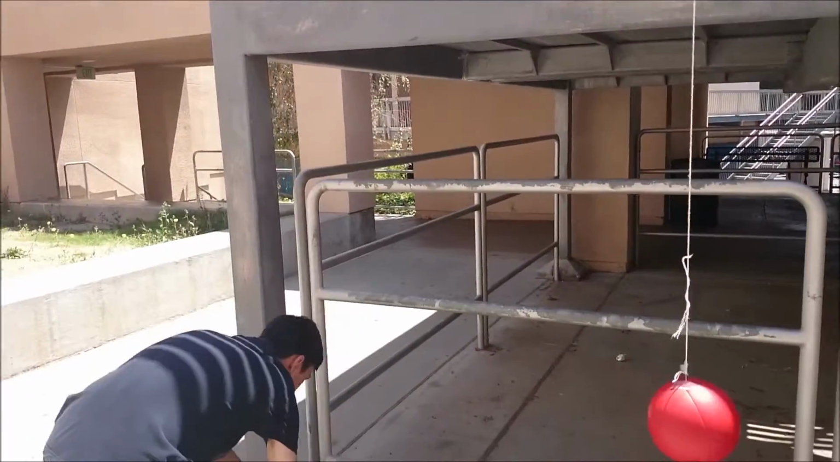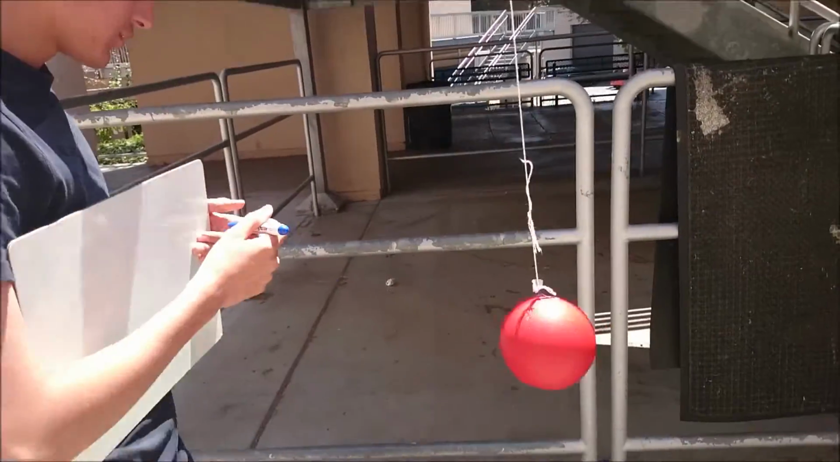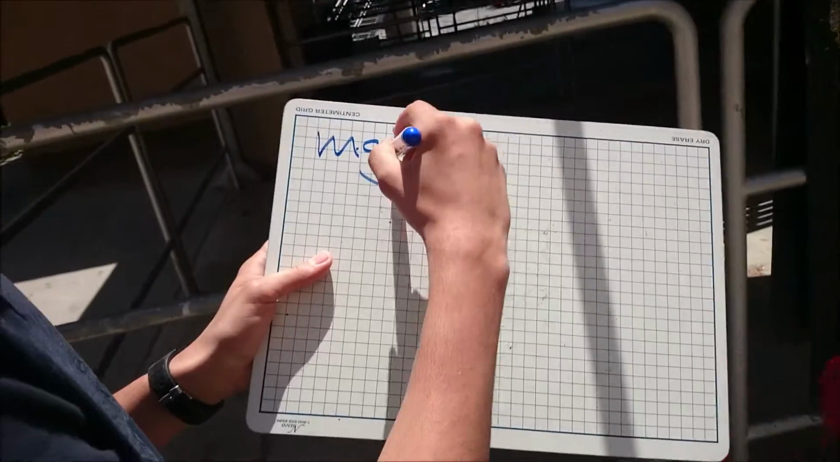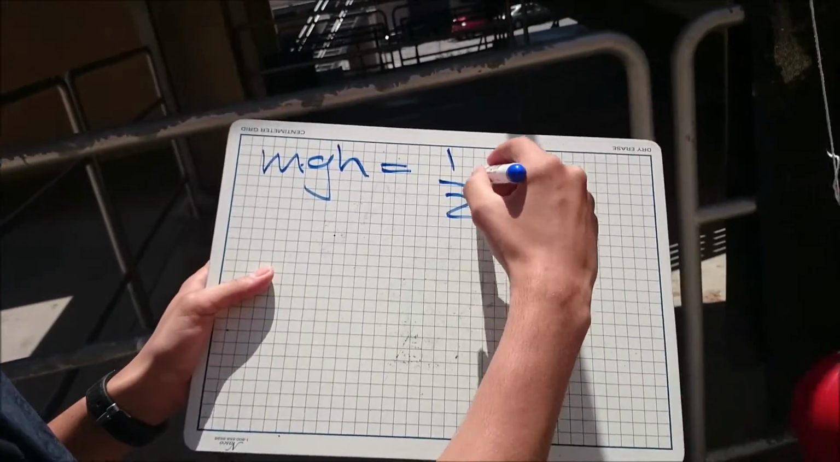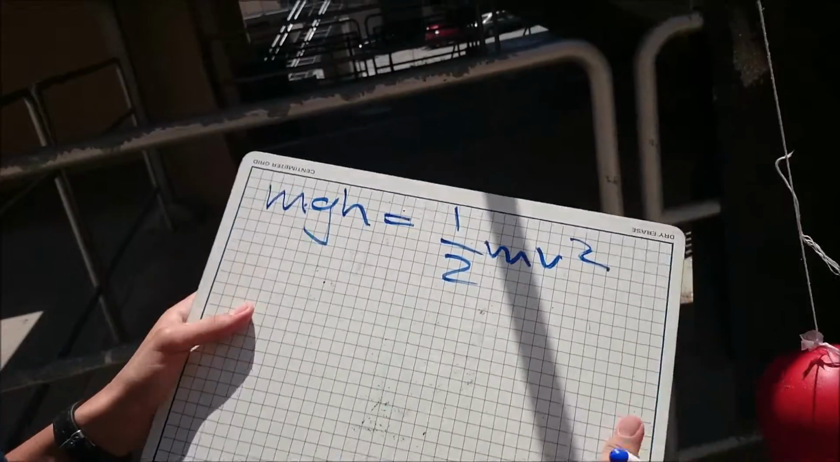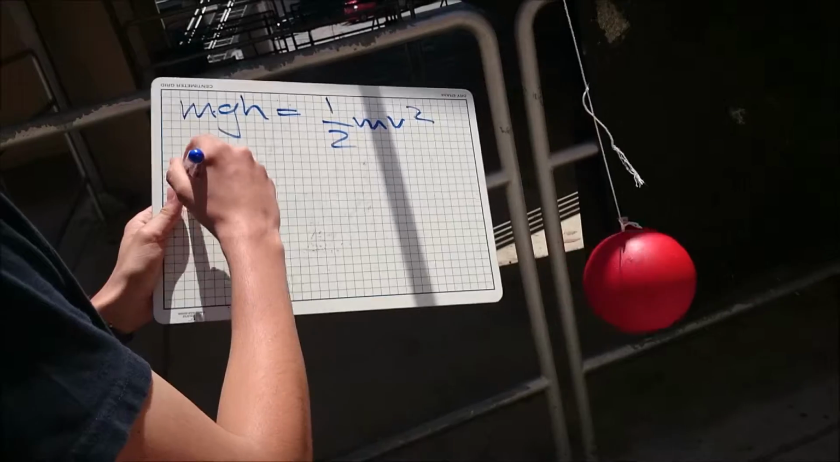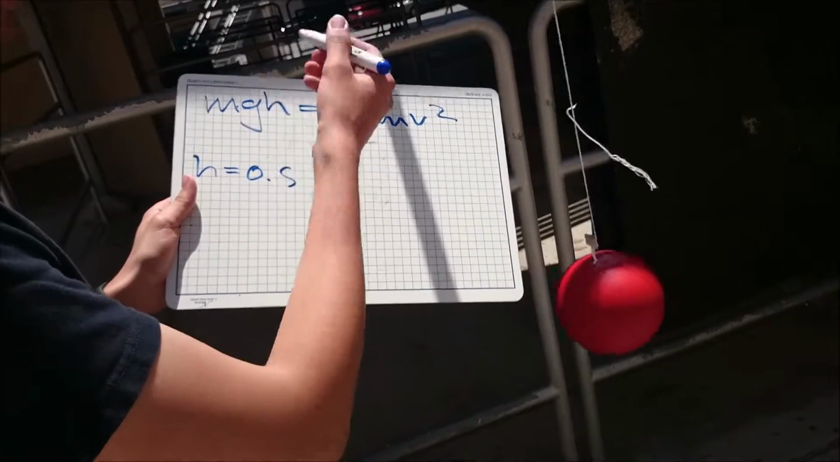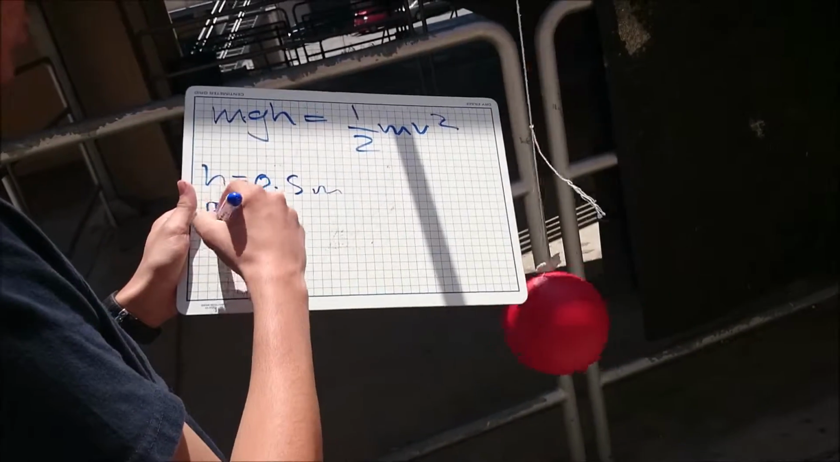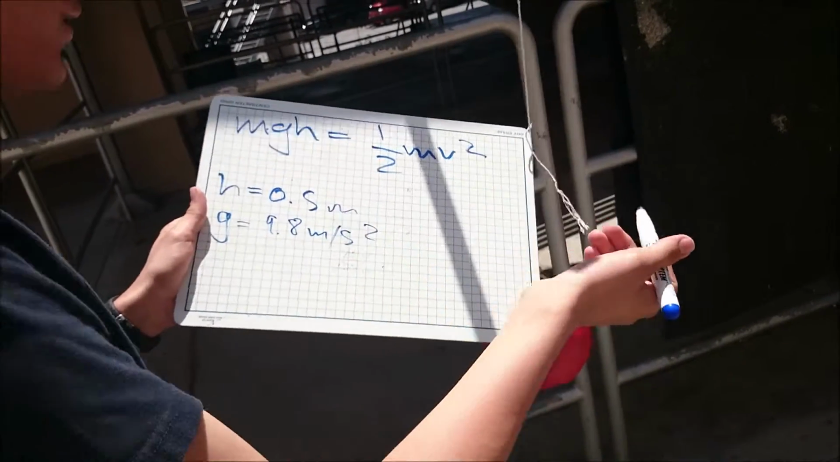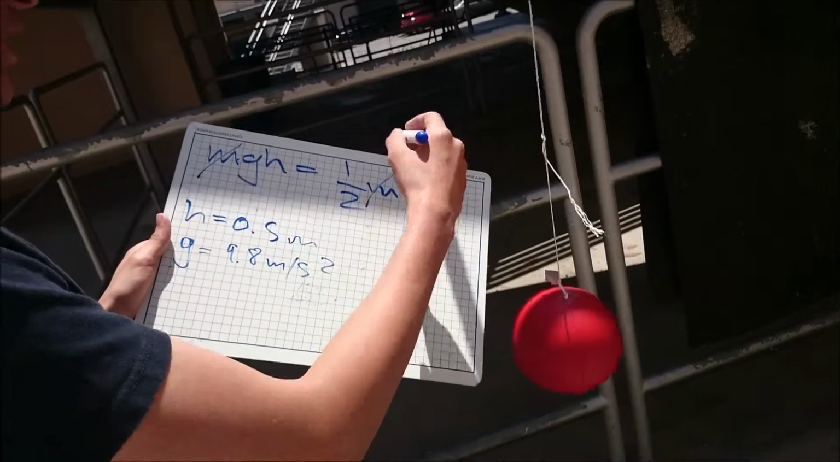One way we can express that mathematically is using the equation mgh equals 1/2 mv squared. Now, we know the height that we lifted from equilibrium. We said it was half a meter. We know the gravitational constant, which is 9.8 meters per second squared. And the mass doesn't really matter because it cancels out on both sides.